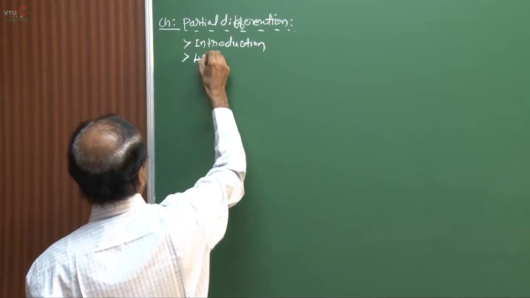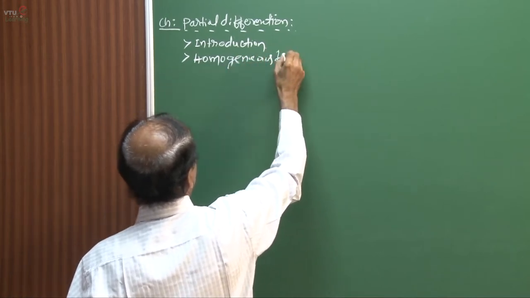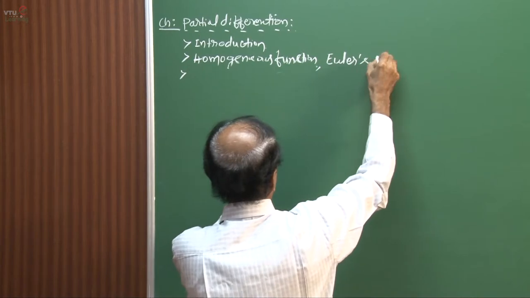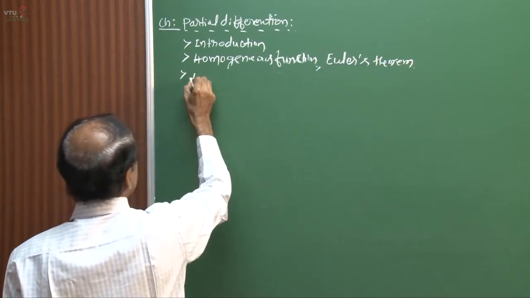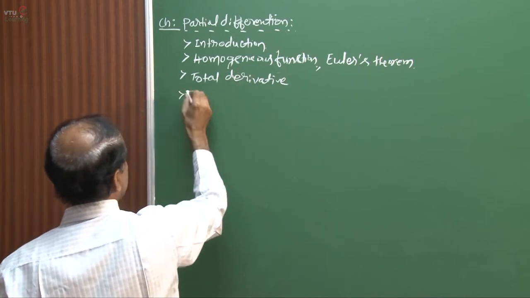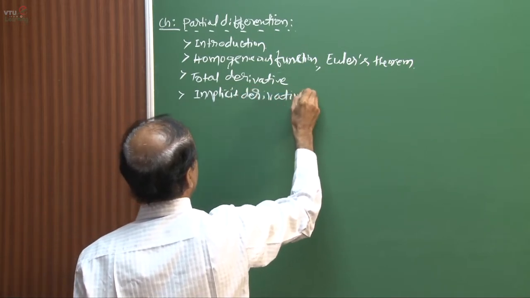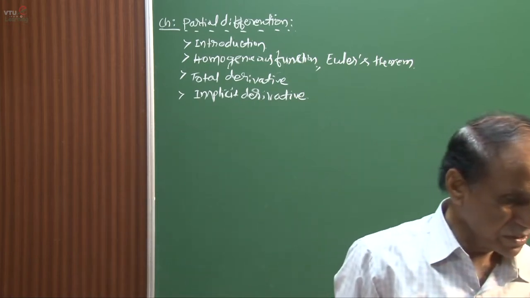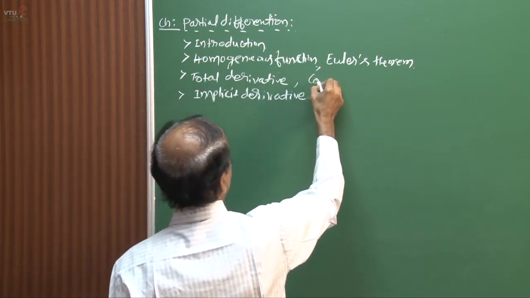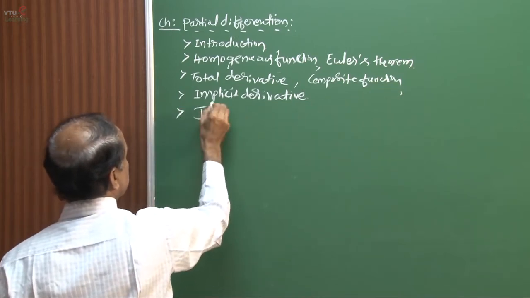homogeneous function, Euler's theorem. Next is total derivative. Total derivative. Next is implicit derivative. Implicit derivative. And another topic is application of this in the form of Jacobian. That is composite function, total derivative, composite function. And the last application is Jacobian.